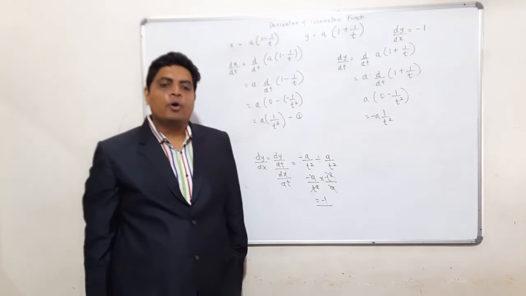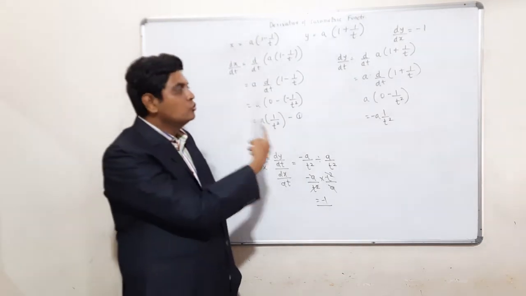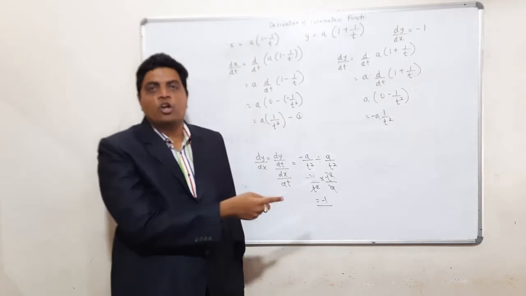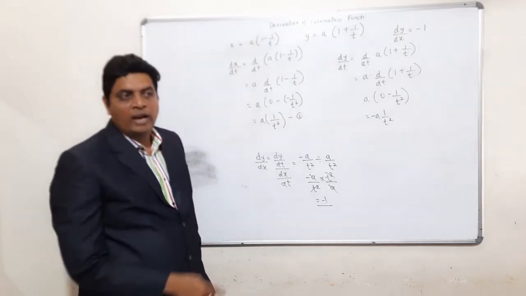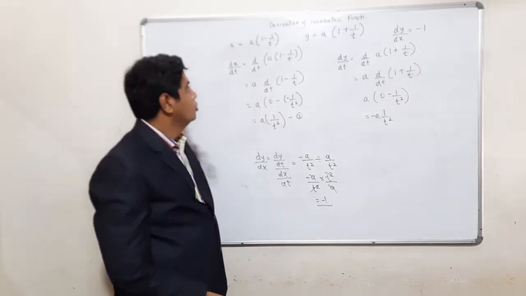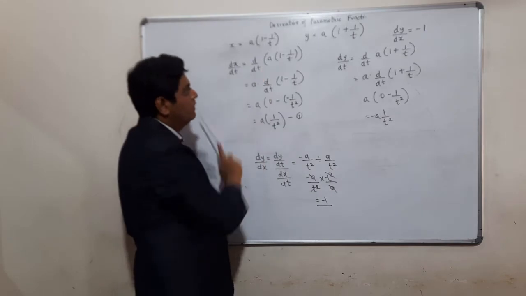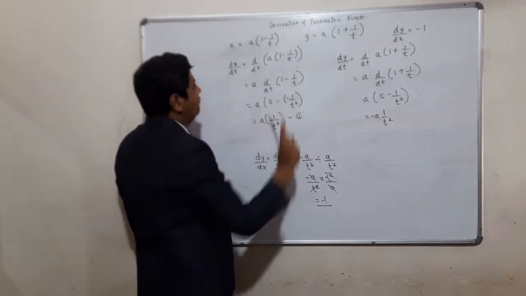Such sums are very important, and if they come in the exam, you should try to approach them, because when you solve the sums, you are very sure whether your answer is correct or not. You get left hand side equal to right hand side, that means your answer is correct. Okay. So now both of them are parametric functions. X is a function of t and y is also a function of t.